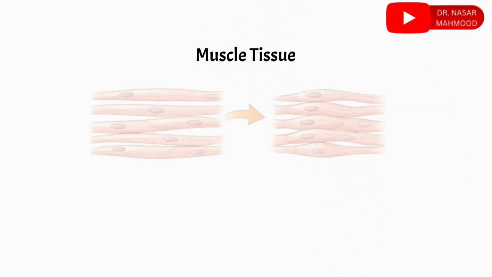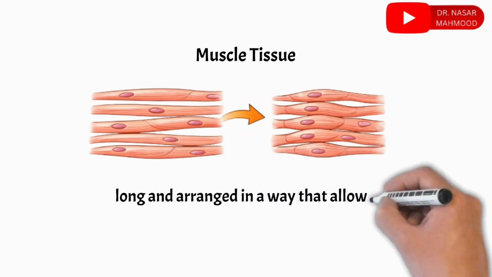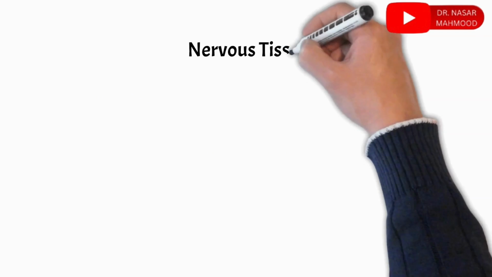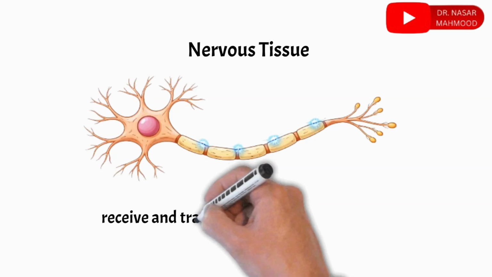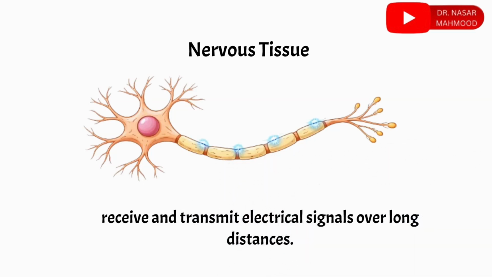Muscle tissue, however, is built for movement. The cells are long and arranged in a way that allows them to shorten and contract, producing force. And nervous tissue is a specialized form of tissue for communication. Its cells are shaped to receive and transmit electrical signals over long distances. If you can recognize these patterns, you don't need to memorize long lists.